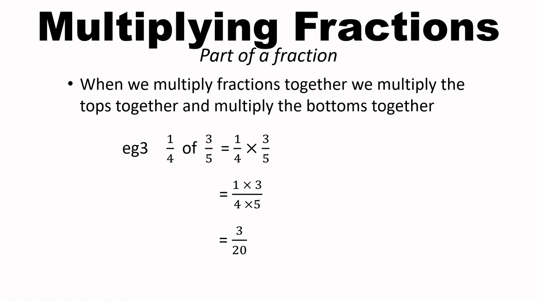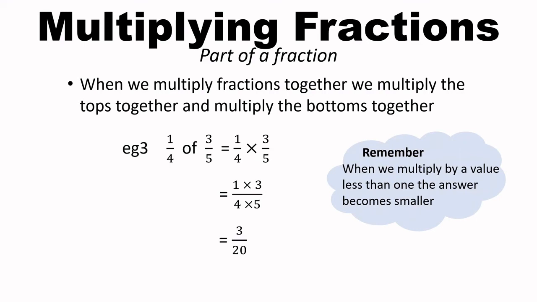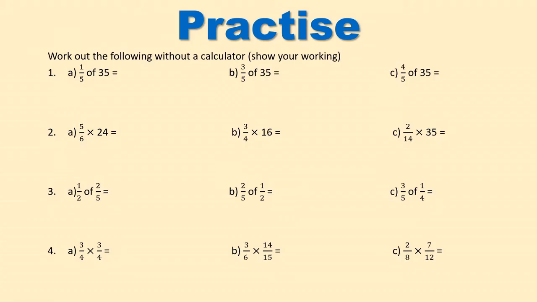Always take a minute to look over your answer to make sure that it makes sense. We've done 1/4 of 3/5 and we've got an answer of 3/20. That denominator is very big, which means this value is very small. Remember that when we multiply by a value less than 1, the answer becomes smaller. So if I started out with a fraction of value of 3/5 and I'm finding 1/4 of that value, a fraction of that value, my answer is getting even smaller. 3/20 is tiny.